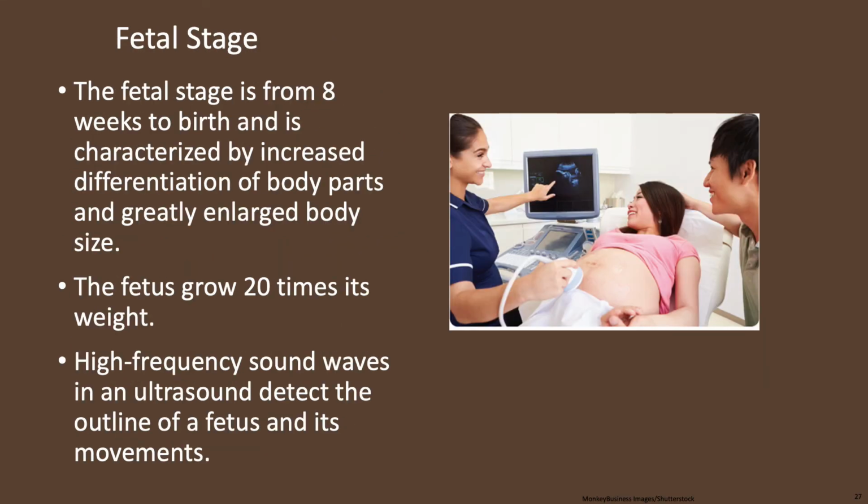The fetal stage is our third stage, and it is from 8 weeks to birth and is characterized by increased differentiation of body parts and greatly enlarged body size. The fetus grows 20 times its weight. We do at this time high-frequency ultrasounds, and we do this to detect the outline of the fetus and its movement. The first bones begin to develop at around 8 weeks.